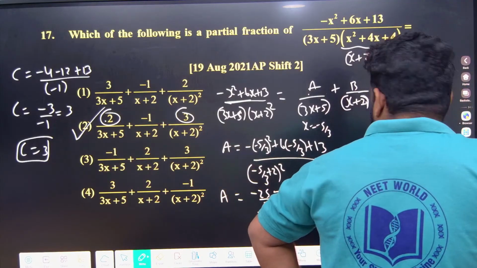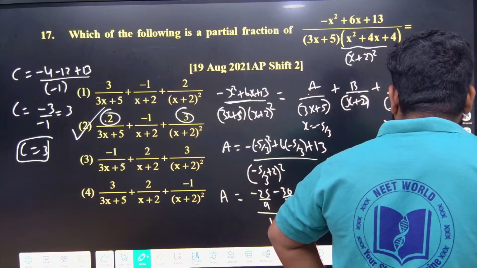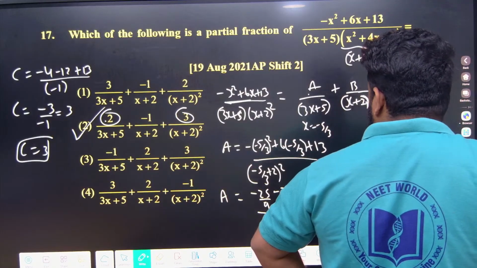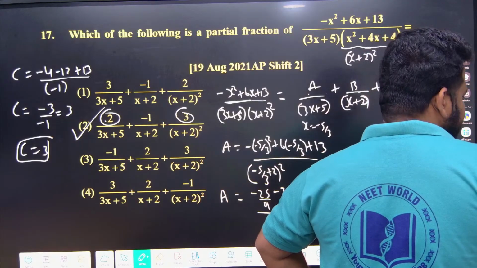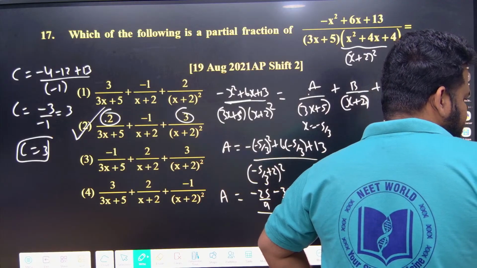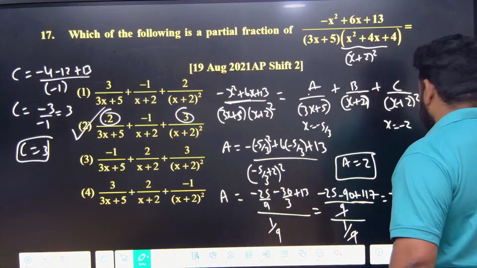C you will get as 3, A value will get as 2. So by that you can go for the second option. Still, if you want to find out B, what you have to do? You have to differentiate it and you can find it out. Okay, got it? Yes, correct. Let us go to the next thing.